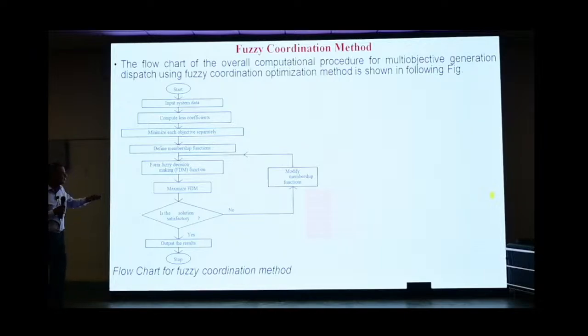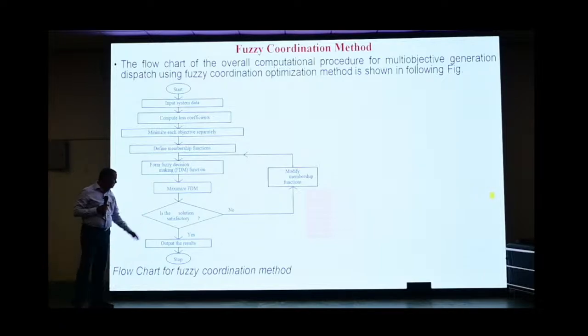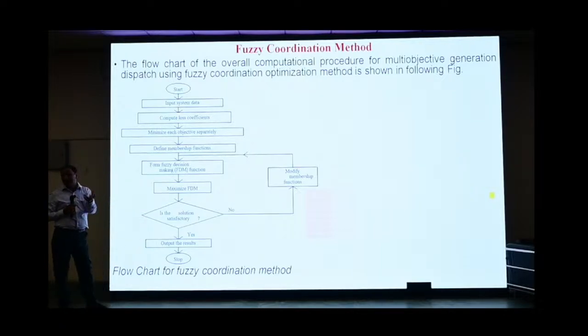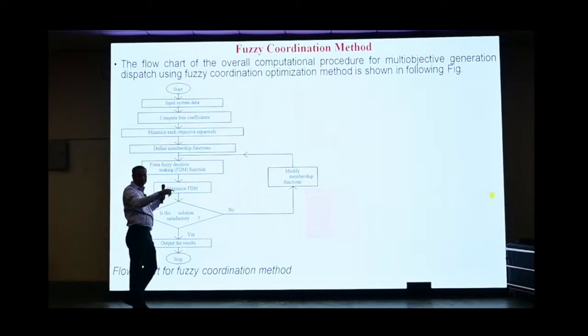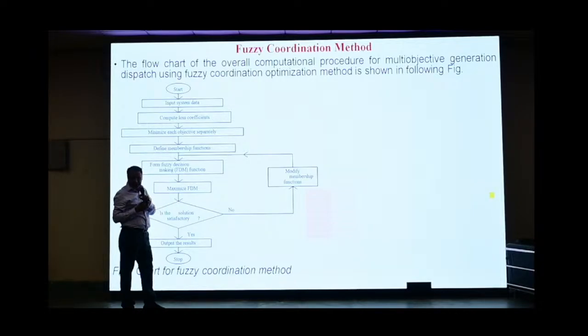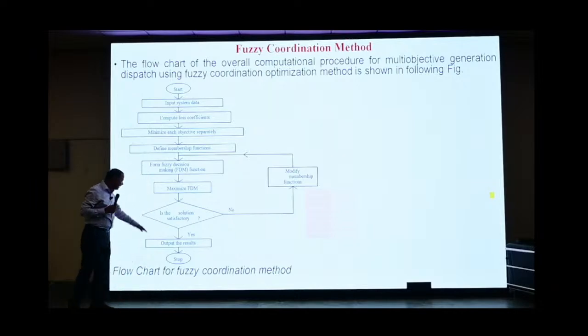Then minimize each objective function separately. Why so? Because in the quantification, you need two parameters. Define the membership function also. Then form the positive decision making function. Then you maximize. Your job is done. Then you check. If the solution is satisfactory, fine. If not, what can you modify? Only the membership function. How will you change the membership function? I have already narrated: not necessarily the maximum value and the minimum value. Can you switch them also? Yes or no? That depends upon the decision maker's expertise as well as experience.